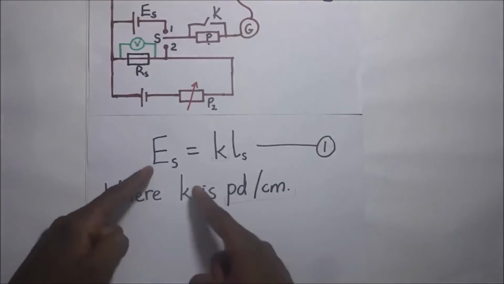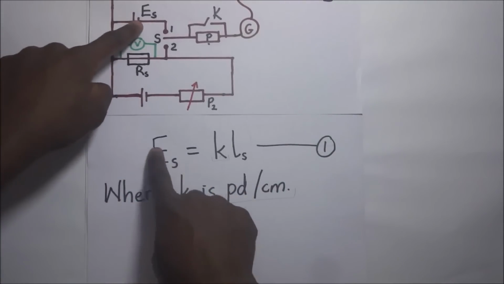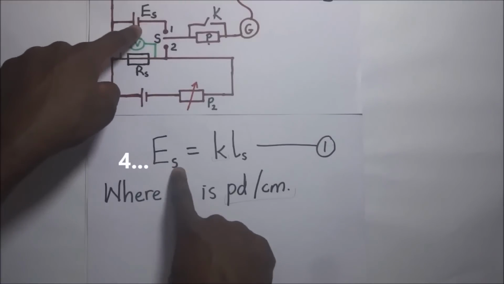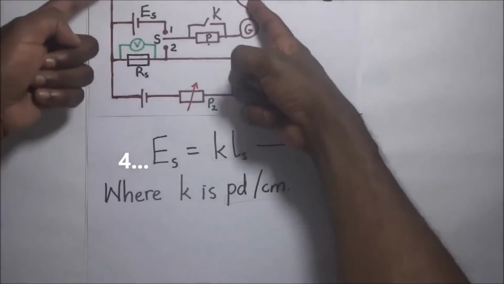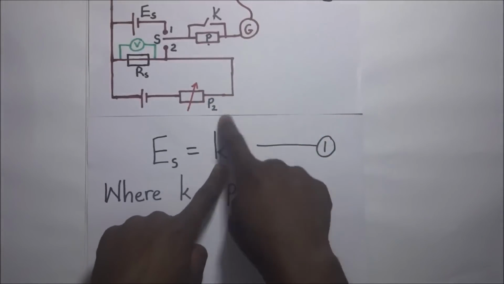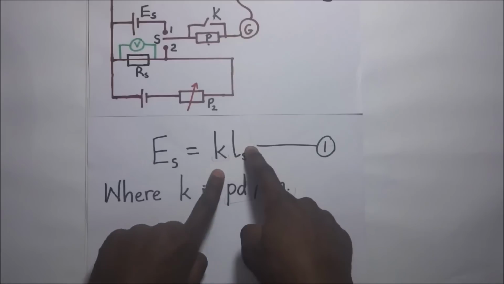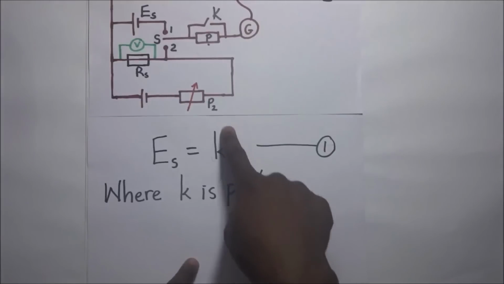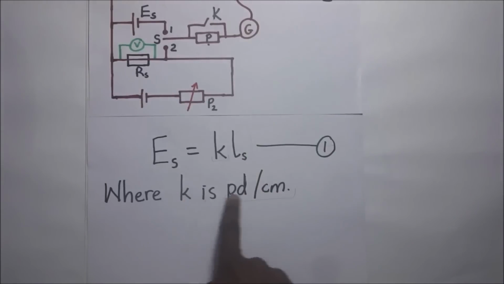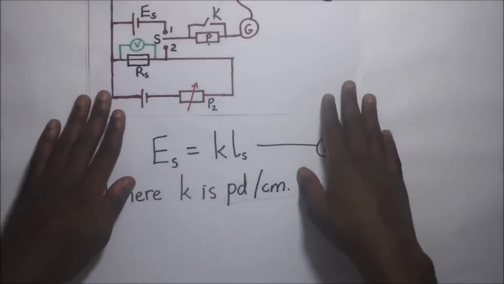The first equation in this case is that ES, the PD across that cell, which so happens to be the EMF of that standard cell, is going to be equal to the potential difference across the portion of that wire length, which is the PD per unit length of that wire, K, multiplied by the balance length we got, LS. So this first equation gives us the value of K, the PD per unit length.